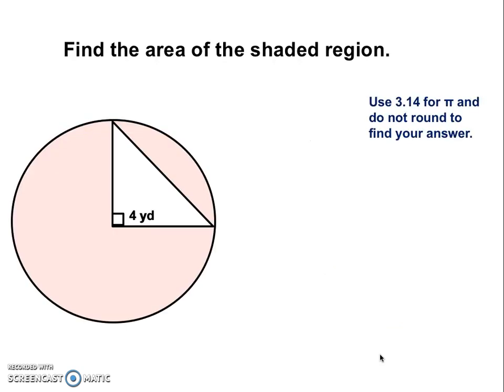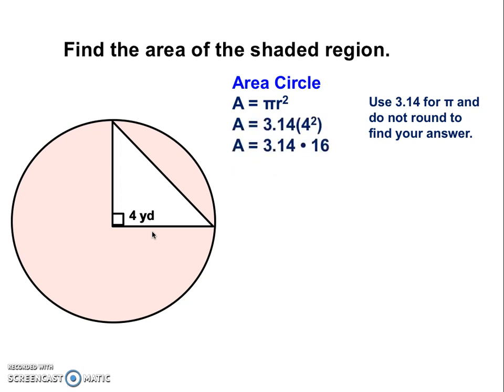Let's look at another one. Now we've got a circle. We'll do one together. This one's a little tricky. I'm going to use 3.14 for pi, and we're not going to do any rounding. First, I'm going to look at the entire shape, that circle. So I'm going to use area equals pi r squared. My radius is 4. So I'm going to have 3.14 times 4 squared. 4 squared is 16. If I take 3.14 times 16, I get 50.24 yards squared.